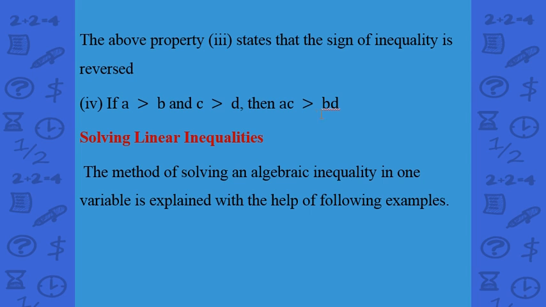Okay, now the fourth one: if A is greater than B and C is greater than D, then AC is greater than BD. So this is the last multiplicative property. For example, I am saying that A is 5 and B is 4. So 5 is greater than 4, and I am saying that my C is 2. It is greater than D, which is equal to 1.